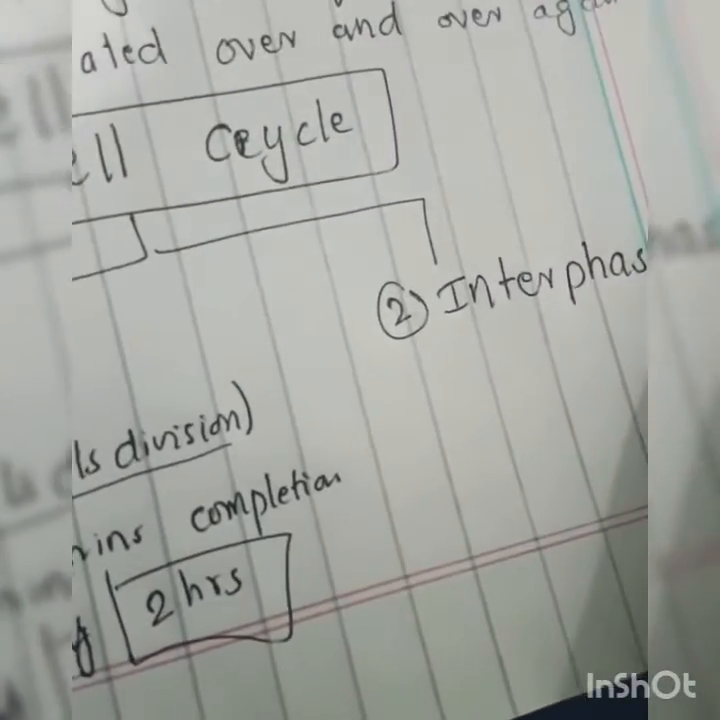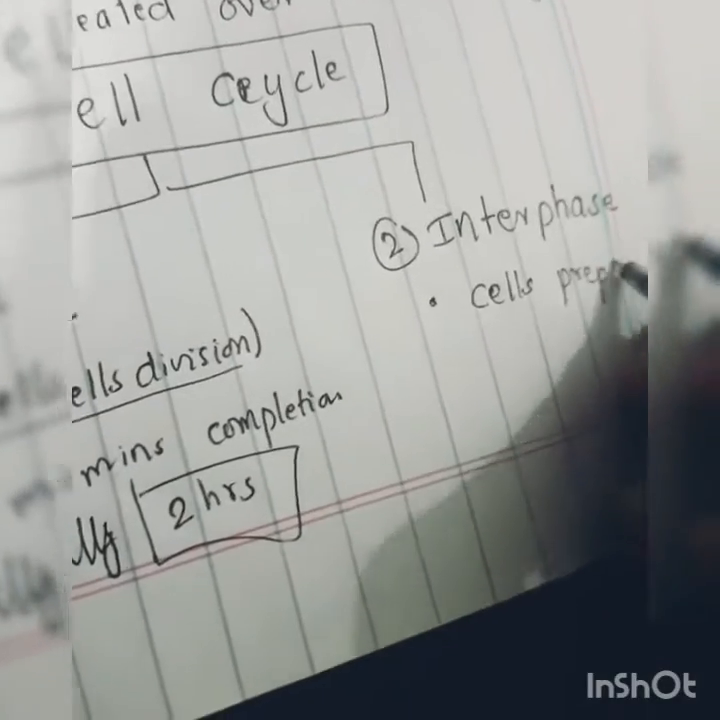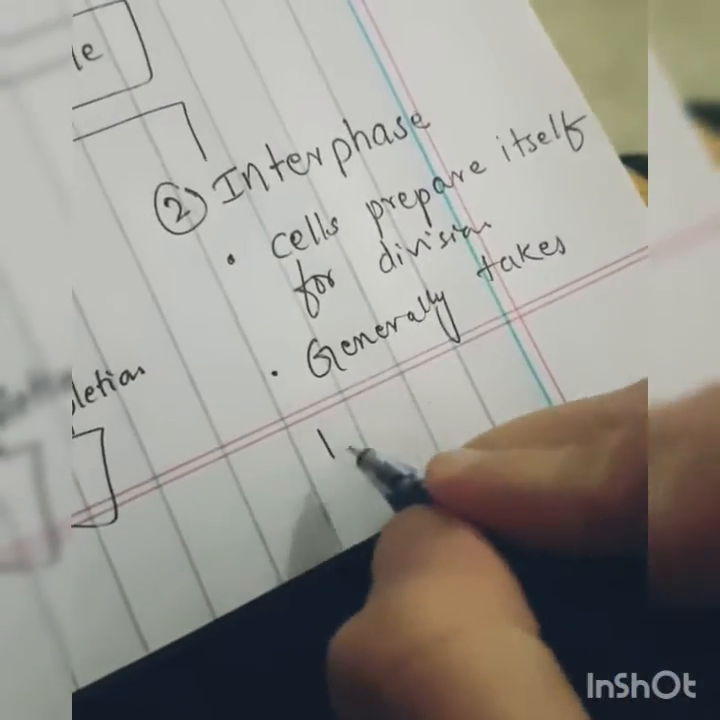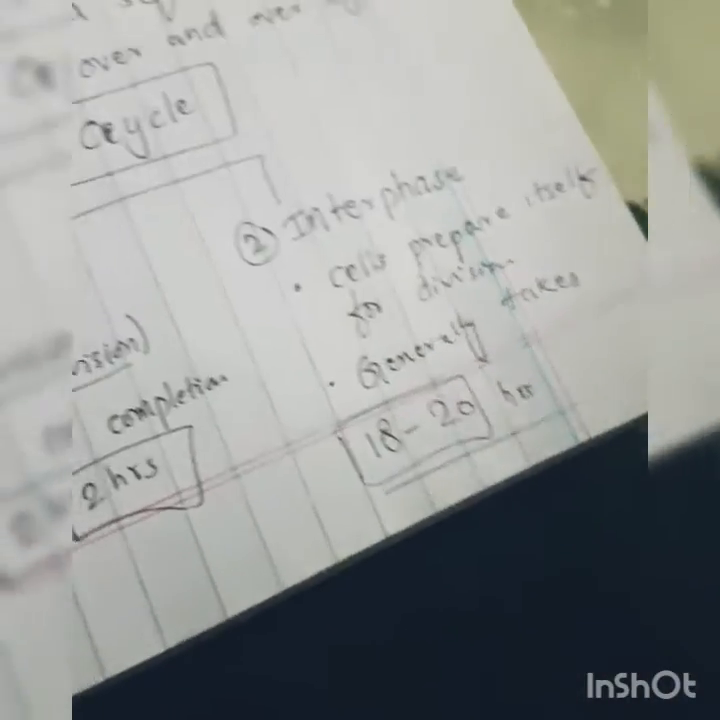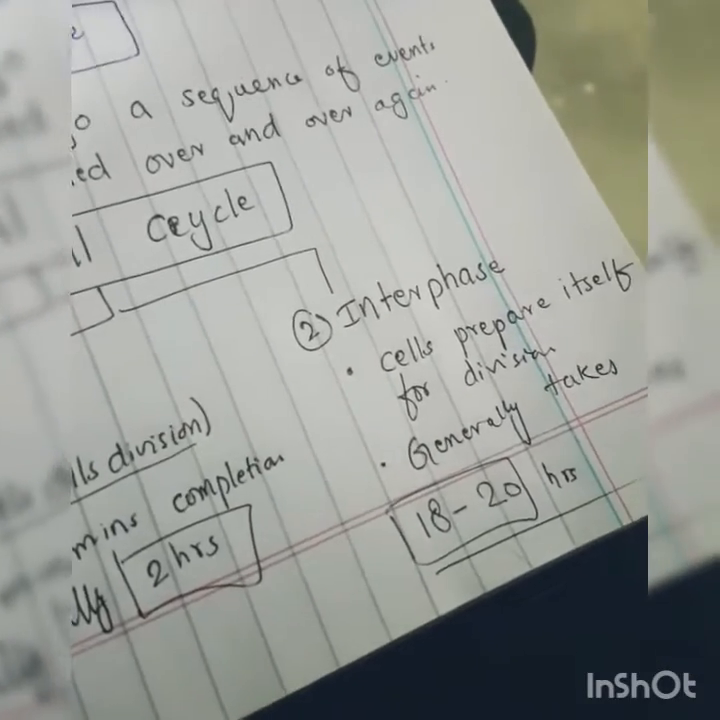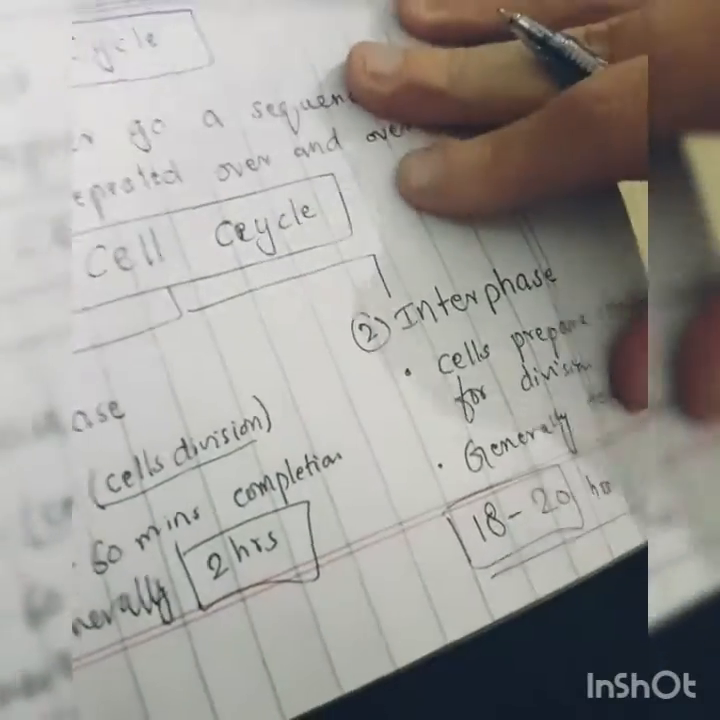Interphase: the cell prepares itself for division. Generally it takes 18 to 20 hours. So the cell cycle is a kind of process where the cell prepares itself for the further mitosis process. Let's continue our lecture from here on.